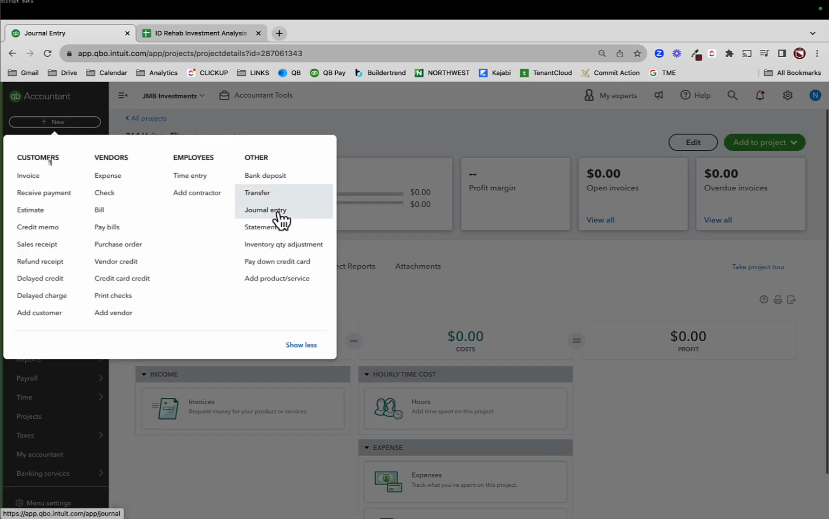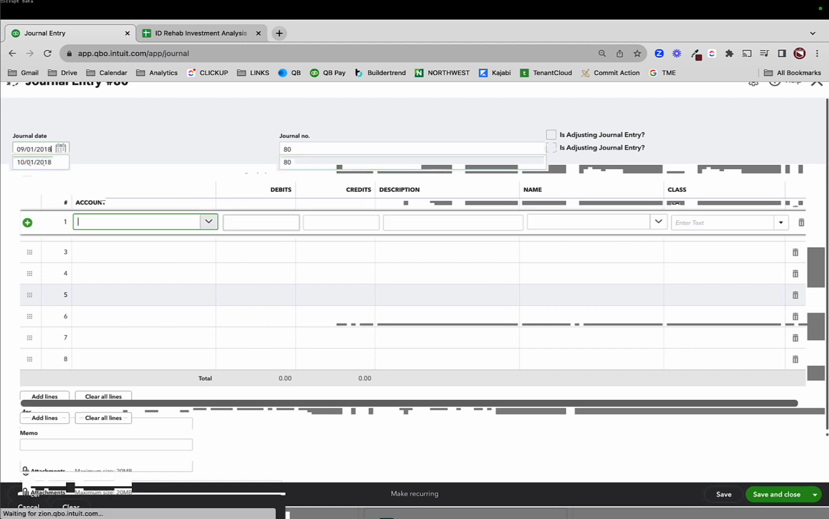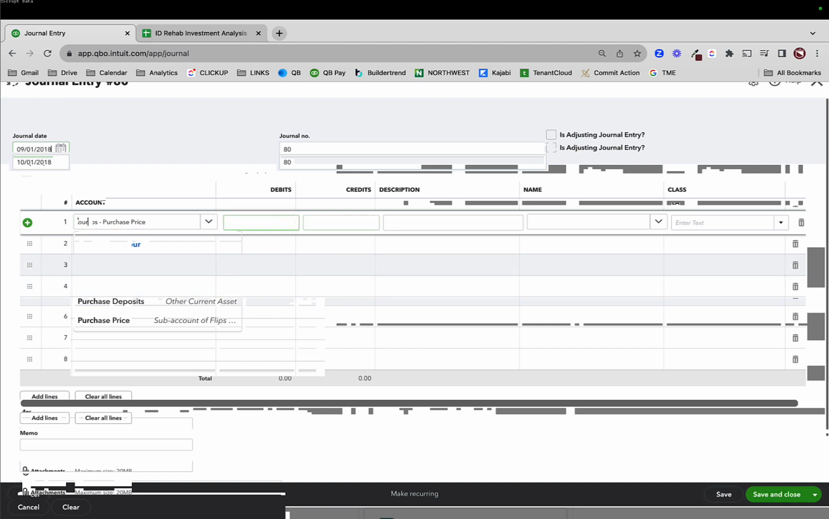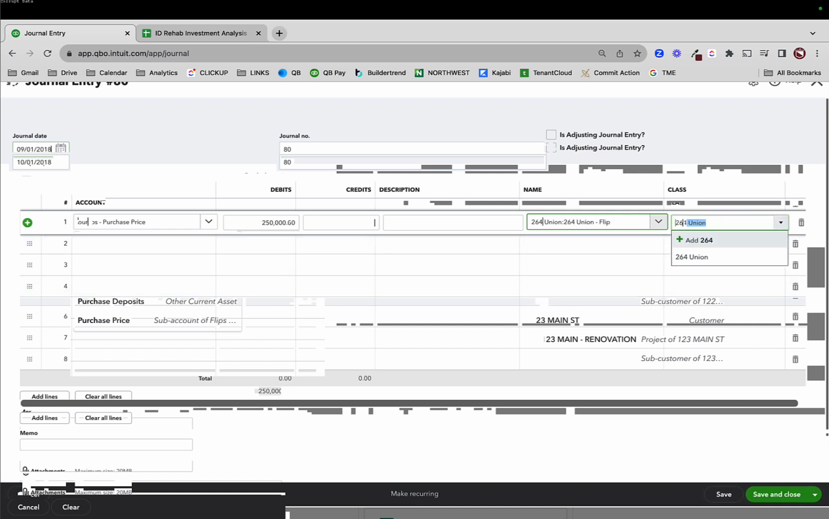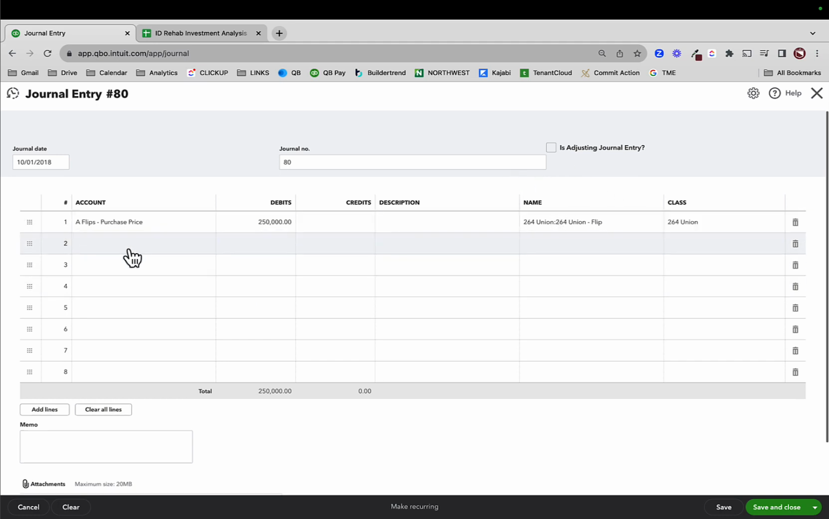All right, now let's finally make that journal entry. We know I have my chart of accounts correct, and we have our customer as well. So this is going to be my purchase price, $250,000. Here I'm going to put the flip as my customer, and if you can, it's not a bad idea to use both customer and class. You don't always have to. You can just use the project, just customer, or just class, but using the projects portal is really, really helpful for a flip.